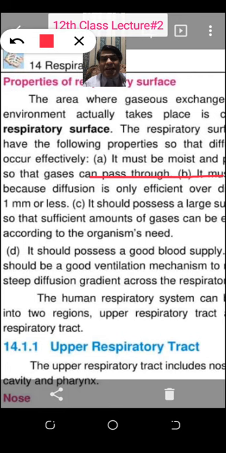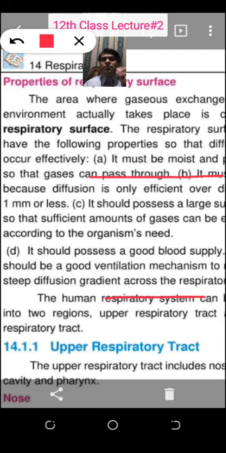I will show the diagram. Capillaries are attached with the alveoli cell. It means the part of the respiratory system which is attached with the capillary is the alveoli cell. That's why the alveoli cell is so important. Which gas goes from capillary to alveoli cell? Carbon dioxide. And which gas goes from alveoli cell to the capillary? Oxygen. These two exchanges of gases are the backbone of the respiratory system.